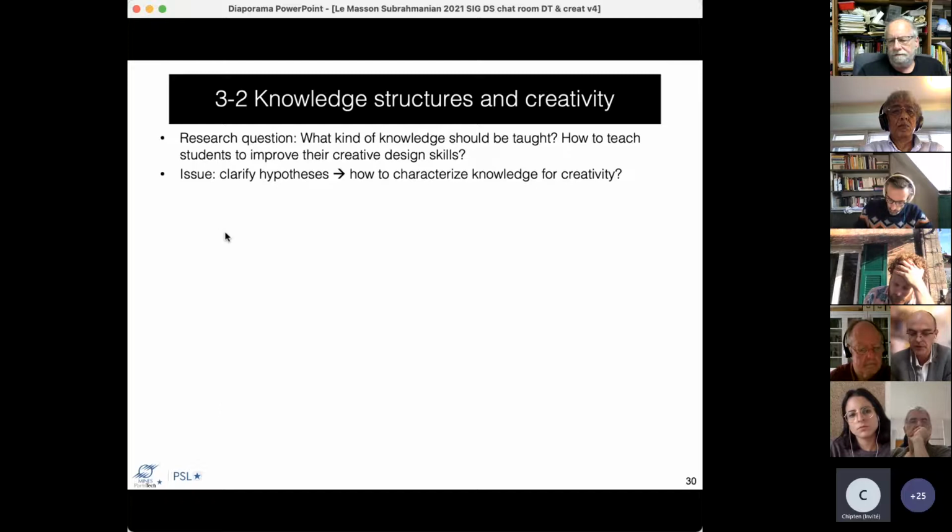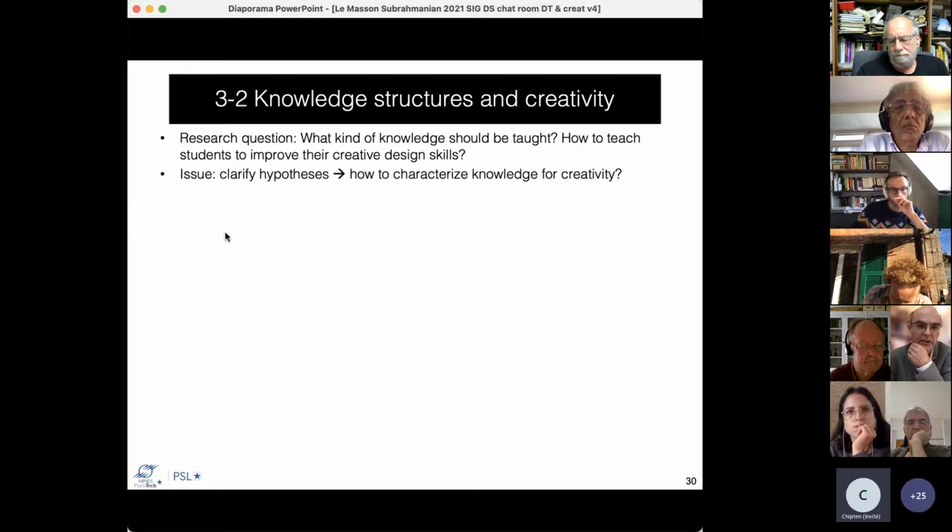Another direction of exploration was what kind of knowledge should be taught to be more creative. How to teach, and we are all professors here, how to teach students to improve their creative design skills. Again, this question is difficult as long as you don't have knowledge in your model. But if you have a good design theory that accounts for knowledge in your model, maybe it's possible to clarify how exactly knowledge can support creativity or impede creativity. This is a quite complex problem.